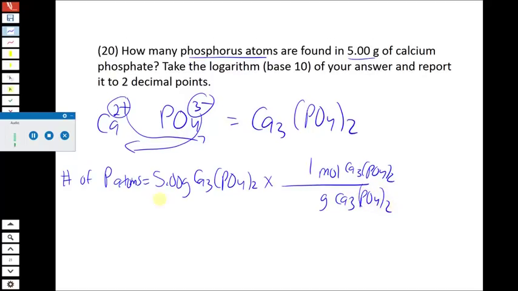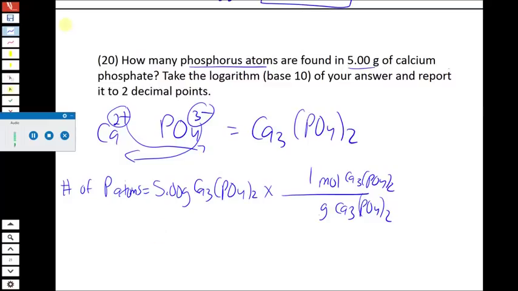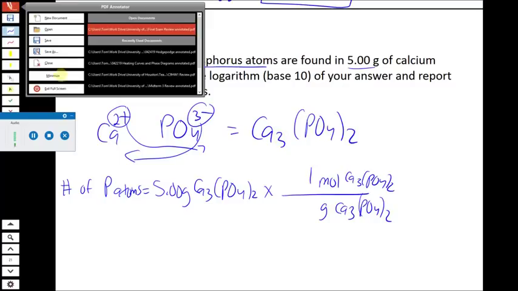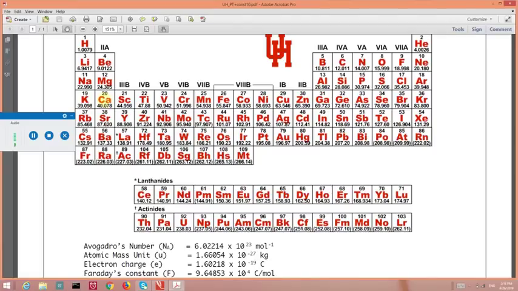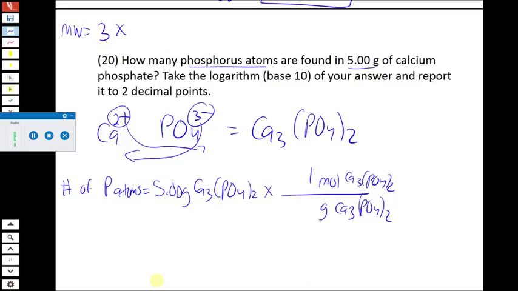As a review, to calculate molar mass, it's going to be the sum of all the atomic masses. So the molar mass of this compound is going to be, we have 3 calciums in the formula. The atomic mass for calcium from the periodic table is 40.08. We also need the atomic mass of phosphorus, which is 30.97, and oxygen, which is 16. So we're going to sum up all the atomic masses. We have 3 calciums at 40.08. Our formula has 2 phosphoruses because we have PO4 taken twice, so we have 2 phosphates, each with 1 phosphorus. The atomic mass of phosphorus is 30.97.